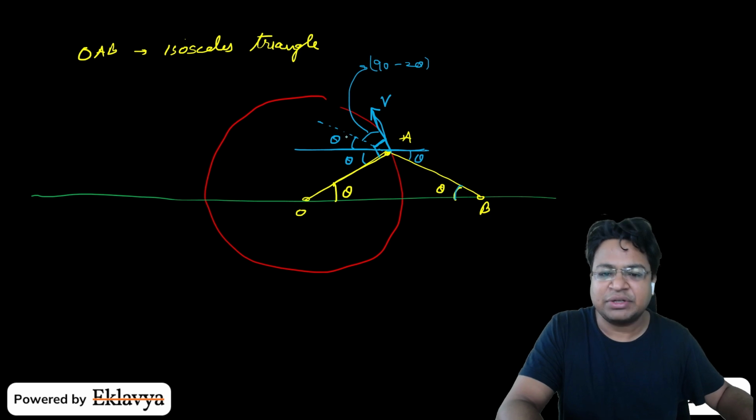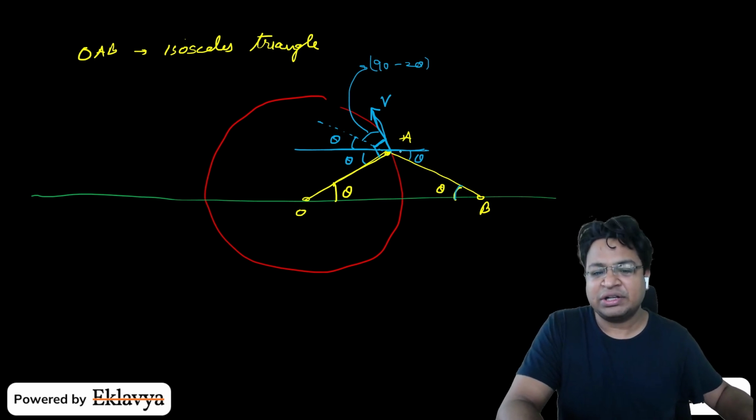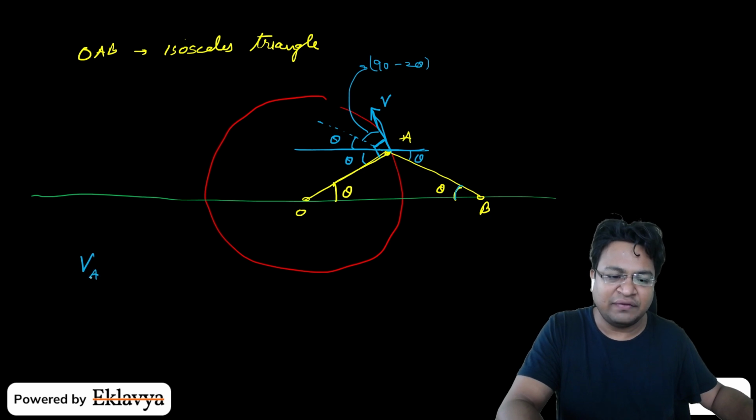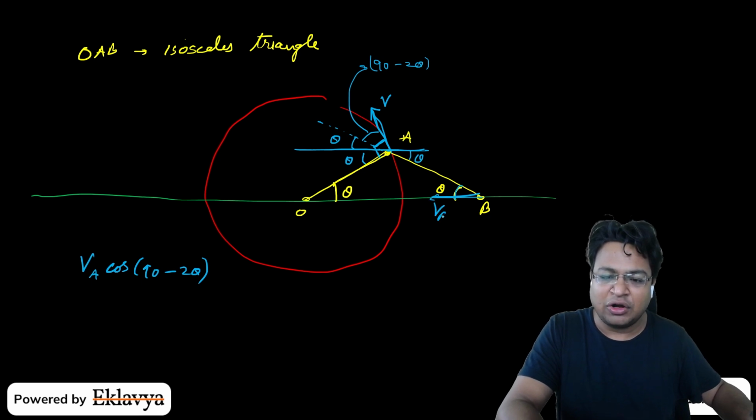Okay, this particular angle would be 90 minus 2 theta. So we will use the rod constraint, that is A and B are the ends of a rod. All right. So we can say that velocity of A, VA, along the rod, that would be cos of 90 minus 2 theta. This should be same as the velocity of B along the rod. So we will equate it with VB cos theta.